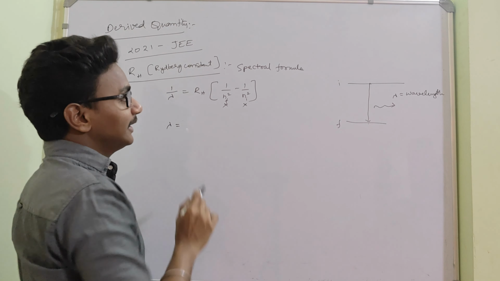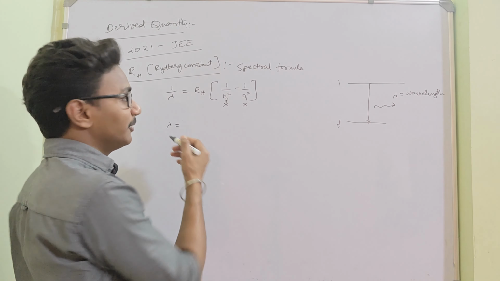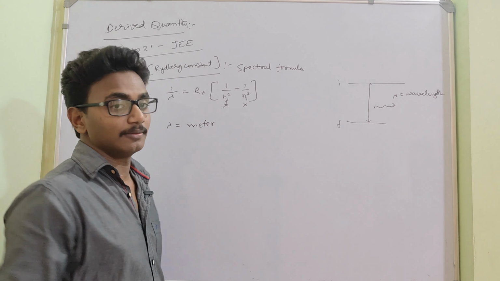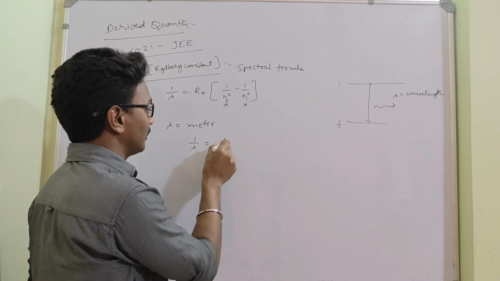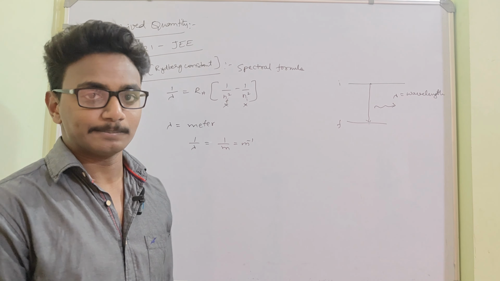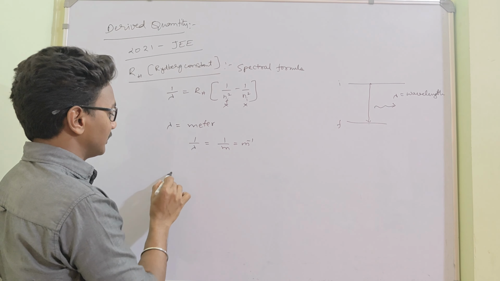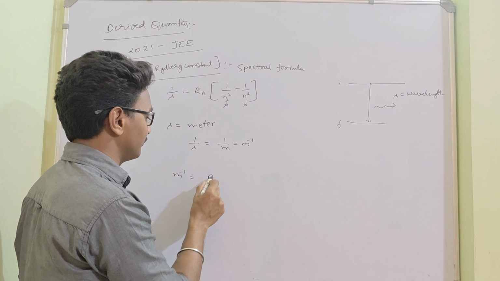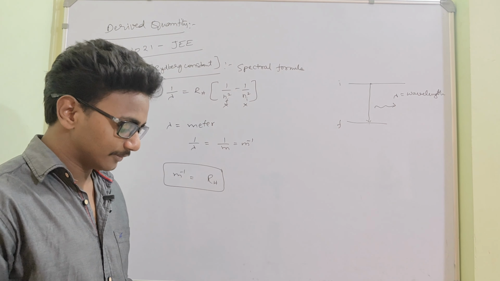Lambda is wavelength, right? It's length. So obviously the SI unit is meter. But we want it for 1 by lambda, so it will become 1 by m, or meter power minus 1. If you substitute this value here, m power minus 1, then we will get the SI unit for RH. This is the SI unit for RH.